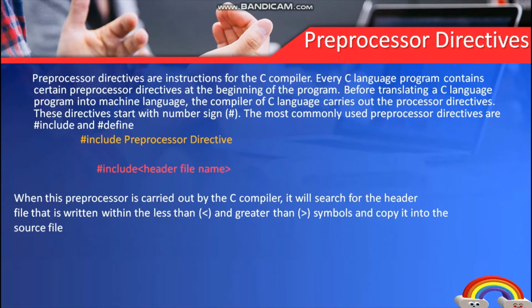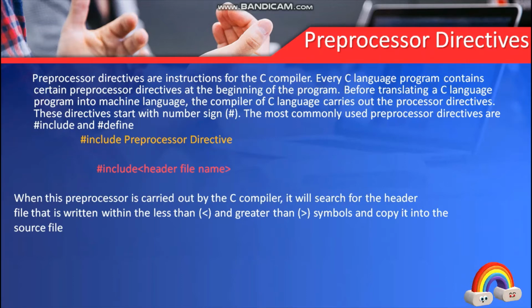So here you can see, if we want to use the preprocessor directive include, how can we write it? We write it as hash include and then the header file. In red you can see this is the standard format for using a preprocessor directive. So the question is, what is the difference between the include preprocessor directive and the define preprocessor directive?